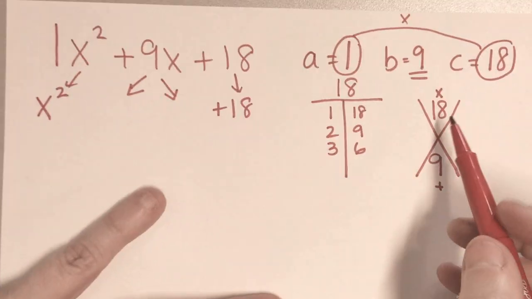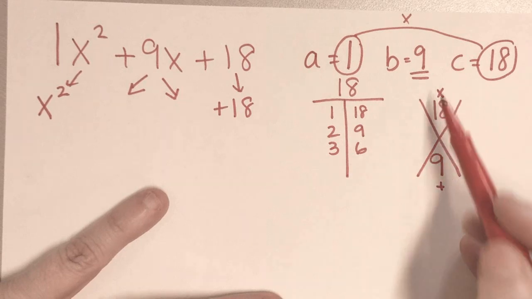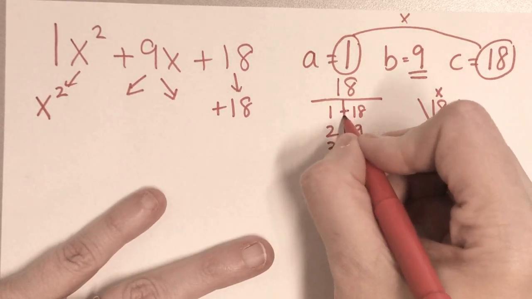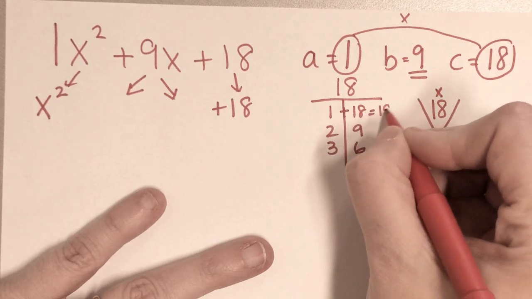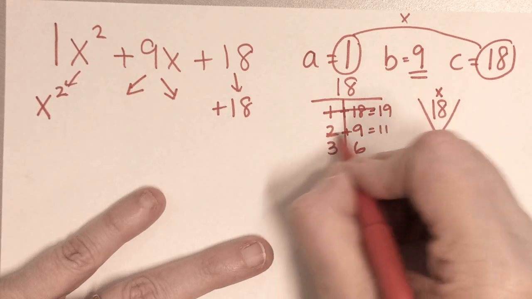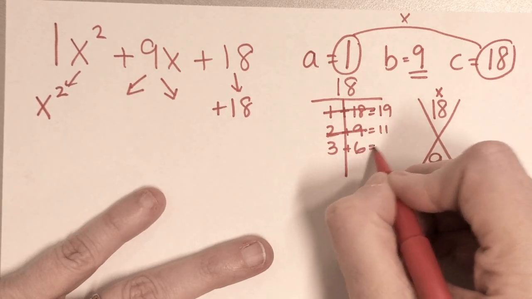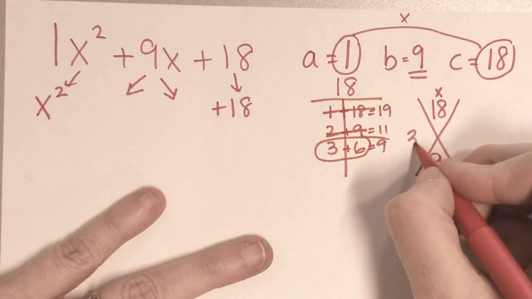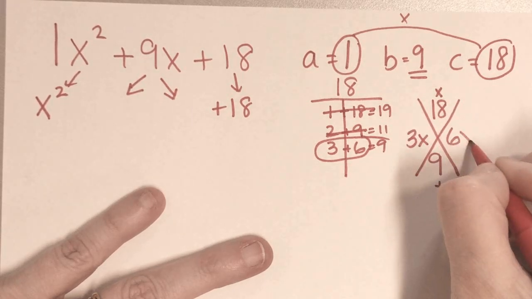So I'm looking for a combination that'll multiply to 18 and add to 9. Okay? So 1 plus 18 is 19. That is not it. 2 plus 9 is 11. Not it. 3 plus 6 is 9. Bingo. That's what I want. Okay? So here I'm going to put 3x and 6x.